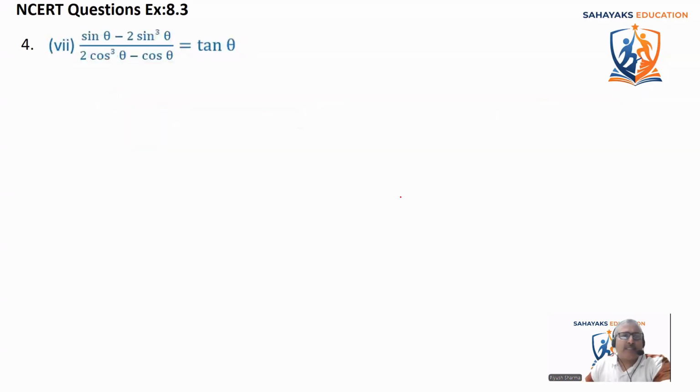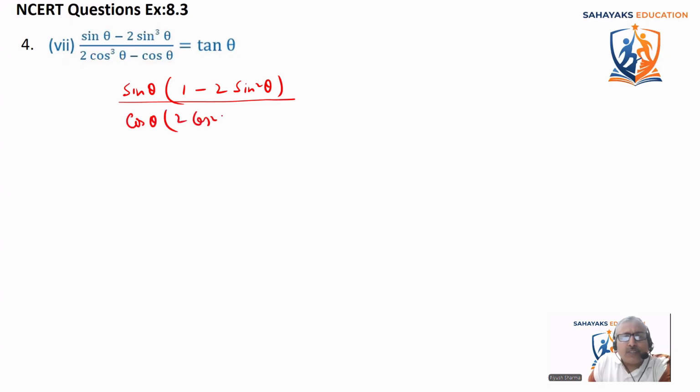So coming to the next question. It says sin theta minus 2 sin cube theta divided by this. We have to prove it equals tan theta. Let's prove it. So what is common in the numerator? Sin theta. Let's take out sin theta common. What is left? It becomes 1 minus 2 sin square theta. Okay, what is common in the denominator? Cos theta. So let's write cos theta into 2 cos square theta minus 1. Now let's change sin square theta to cos square theta or cos square theta to sin square theta. Anything we can change here.